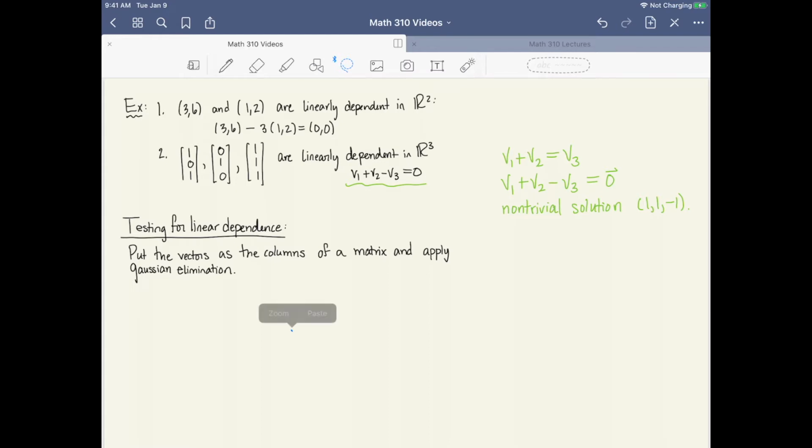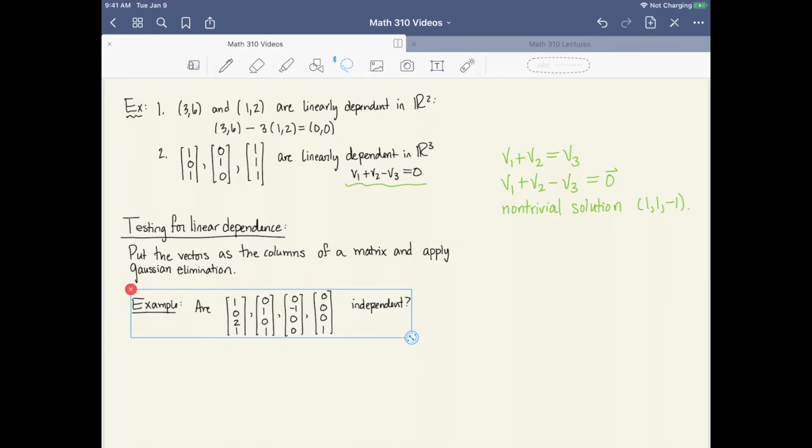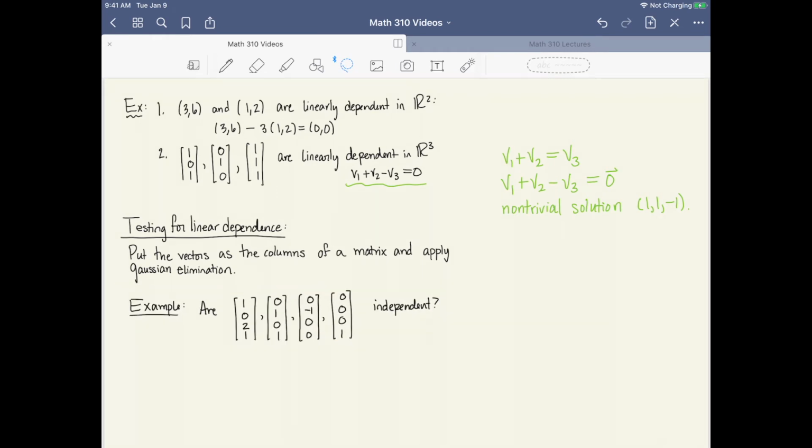test. Let's take, for example, the 4 vectors (1, 0, 2, 1), (0, 1, 0, 1), (0, -1, 0, 0), and (0, 0, 0, 1). Are these independent? Well, in this example, they are going to assemble into a square matrix, but it doesn't matter that they do. So let's go through this.